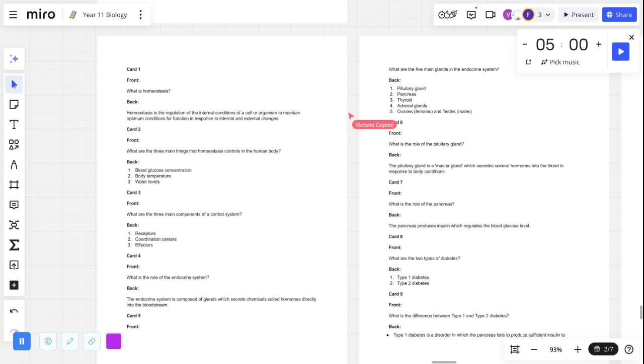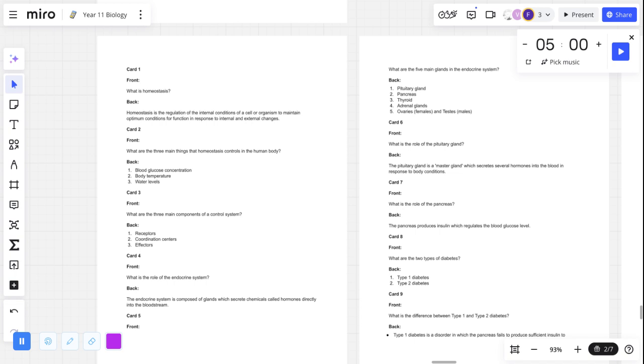All right. So first thing, homeostasis is keeping our internal conditions the same at the best level they can be, irrelevant to what's happening outside. If it gets too cold, I want to be at 37.2 degrees. If it gets too hot, I want to be at 37.2 degrees. Okay. The things you'll be looking at are blood glucose concentration, temperature, and water levels.